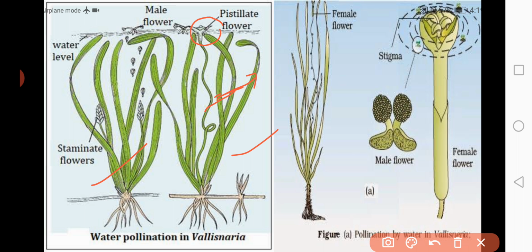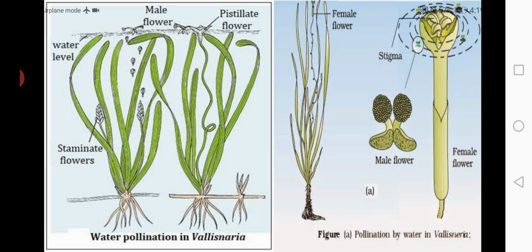And this is the male plant, which contains male flowers, and here the flowers are arranged in an inflorescence. During the time of pollination, the female flower reaches the surface of water by the long stalk, and the male flowers or the pollen grains are released onto the surface of water. In this way, the pollination process takes place.